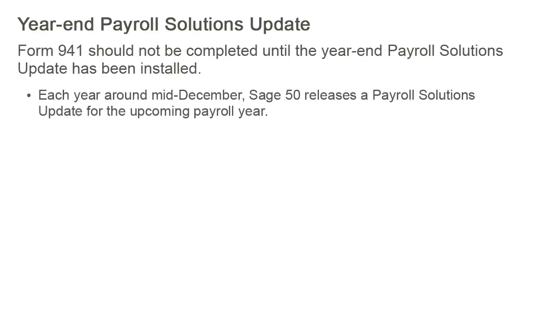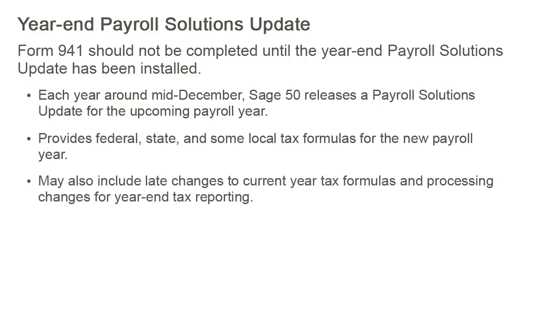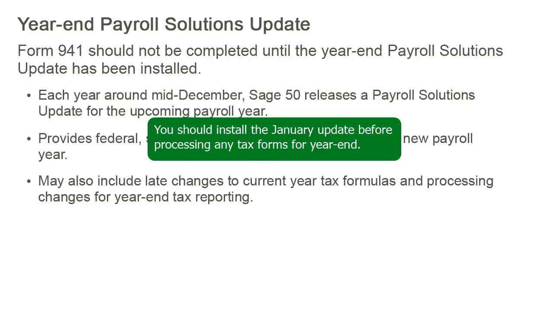Each year, around mid-December, Sage 50 releases a payroll solutions update for the upcoming payroll year. In addition to providing new federal, state, and some local tax formulas for the new payroll year, the year-end payroll solutions update may include late changes to current year tax formulas and processing changes for year-end tax reporting. You should install the January update before processing any tax forms for year-end.